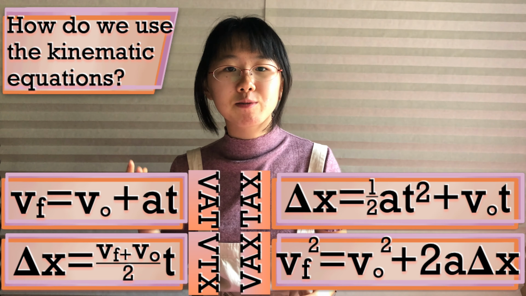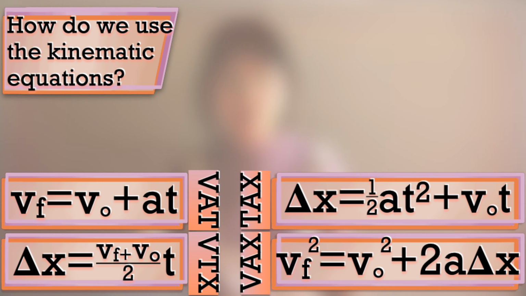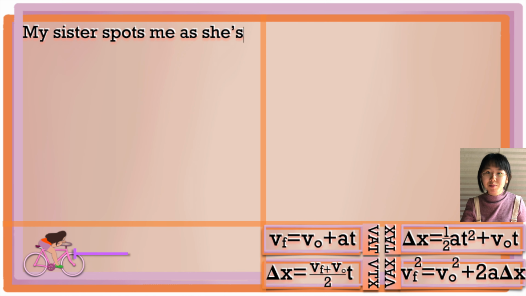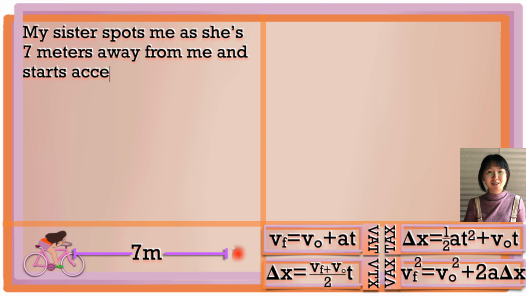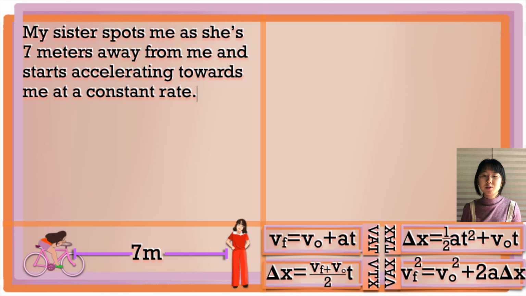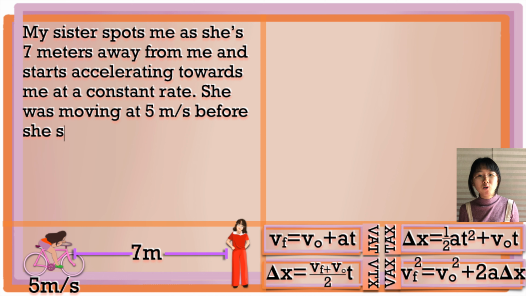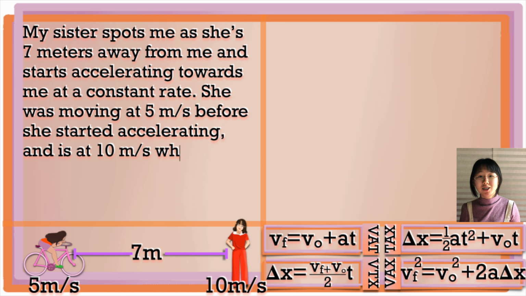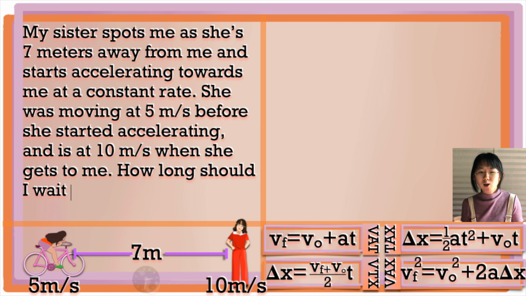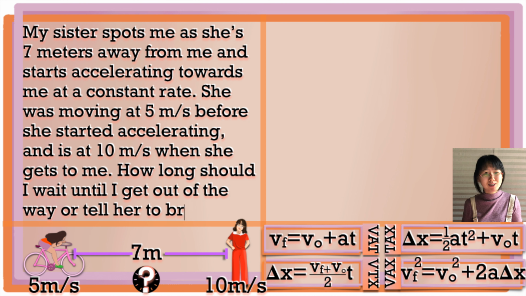Let's use that scenario from earlier to try and use our kinematic equations. So let's say that my sister spots me when she's 7 meters away from me, and she immediately begins accelerating towards me at a constant rate. She was already moving at 5 meters per second before she started accelerating, and by the time she gets to me, she's at 10 meters per second. How long should I wait until I get out of her way or tell her to brake?